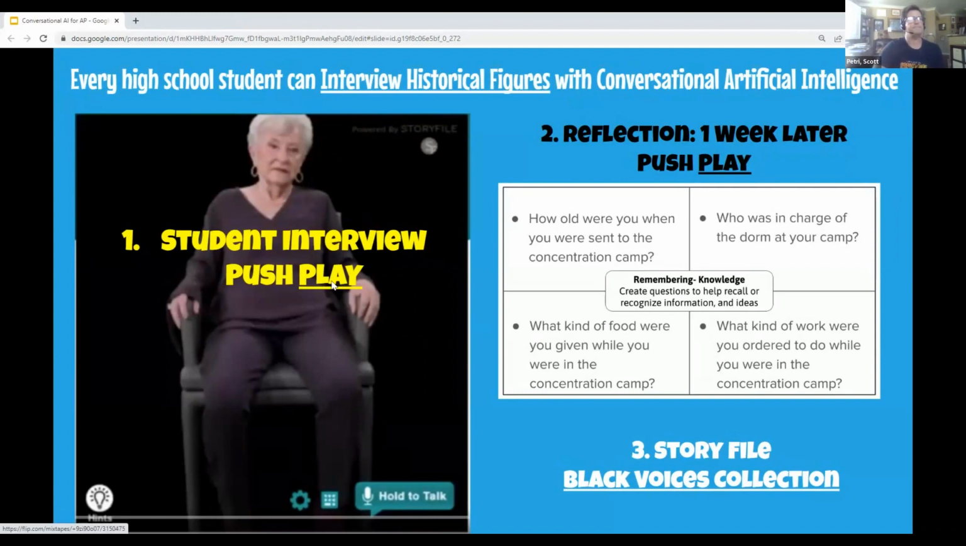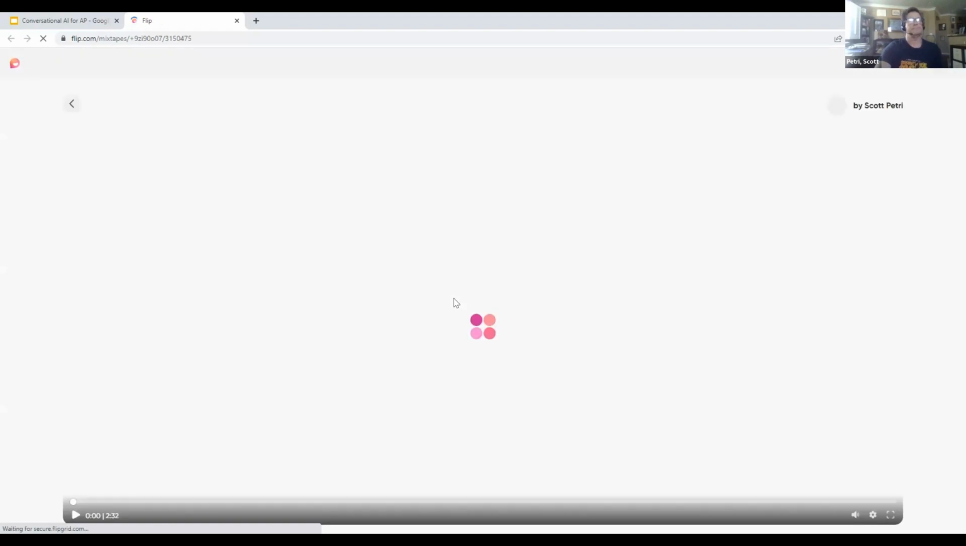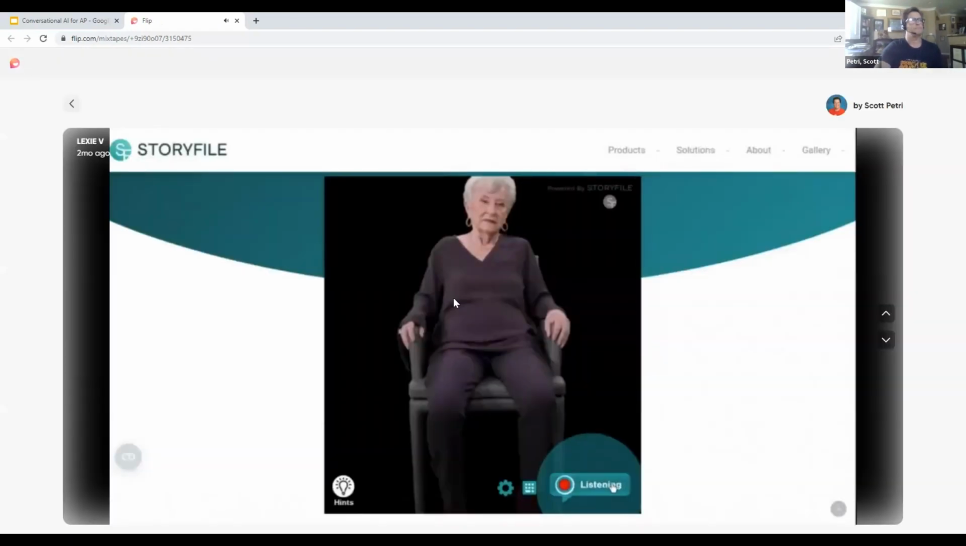Here's one. How can you describe the living conditions in the ghetto?